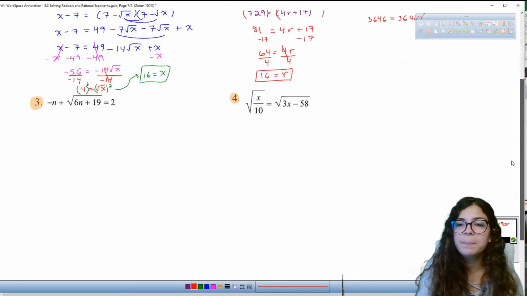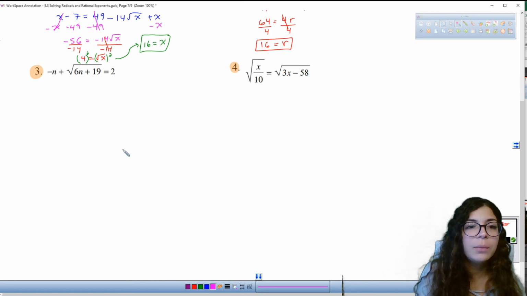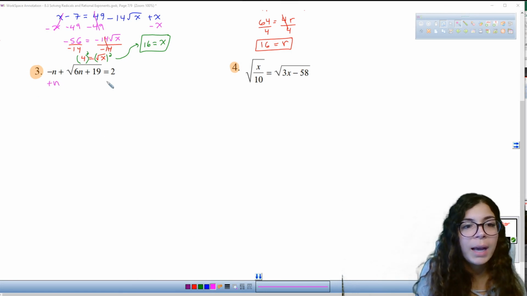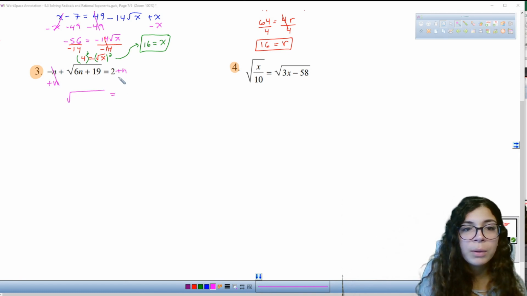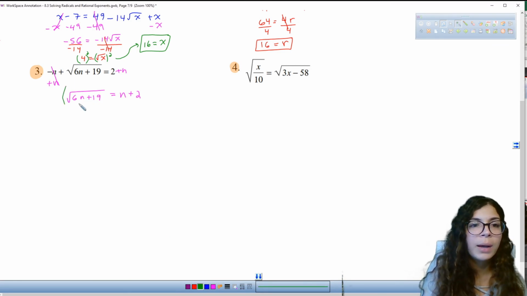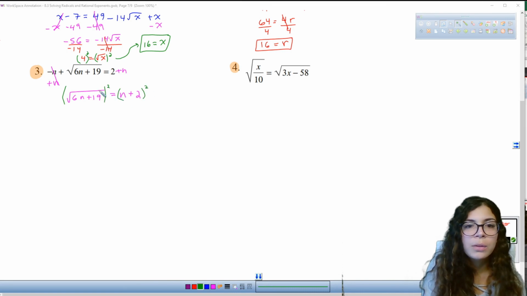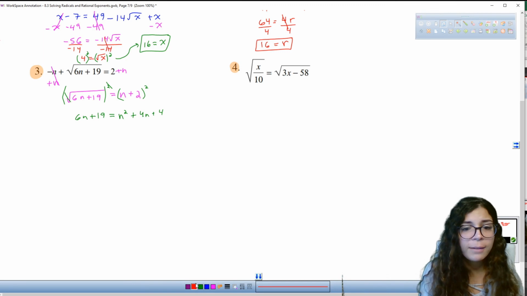Let's move on to number 3. Okay, now number 3, we want to isolate these radicals. So I'm going to go ahead and add n on both sides. I usually like to write my variable first, so I will rearrange this to n plus 2. And I'll just bring down the left-hand side, square root of 6n plus 19. Now I have the radical by itself, so I would go ahead and raise both sides to the power of 2. The square root and the square will cancel, so I'll get 6n plus 19 on the left-hand side. On the right-hand side, I have n plus 2 times n plus 2, which would be n squared plus 4n plus 4. And now I have a quadratic.